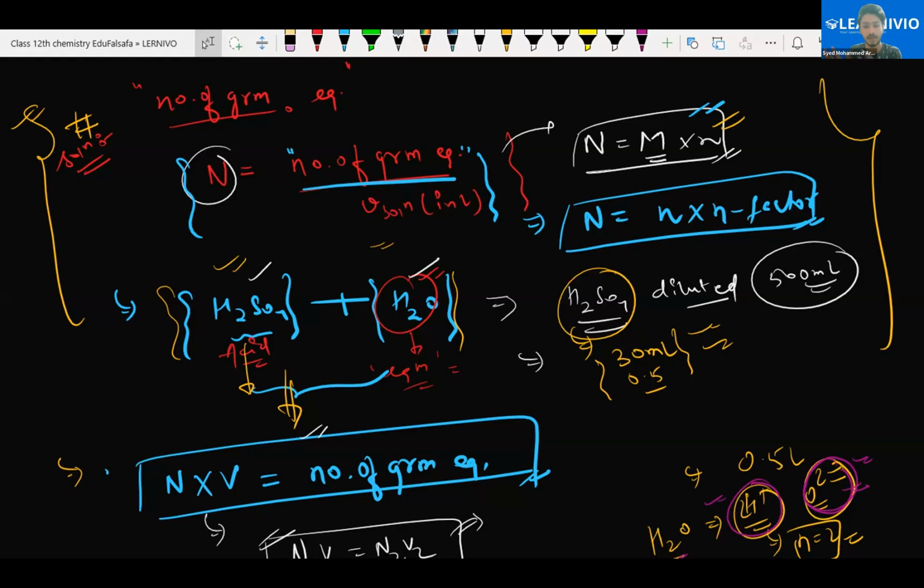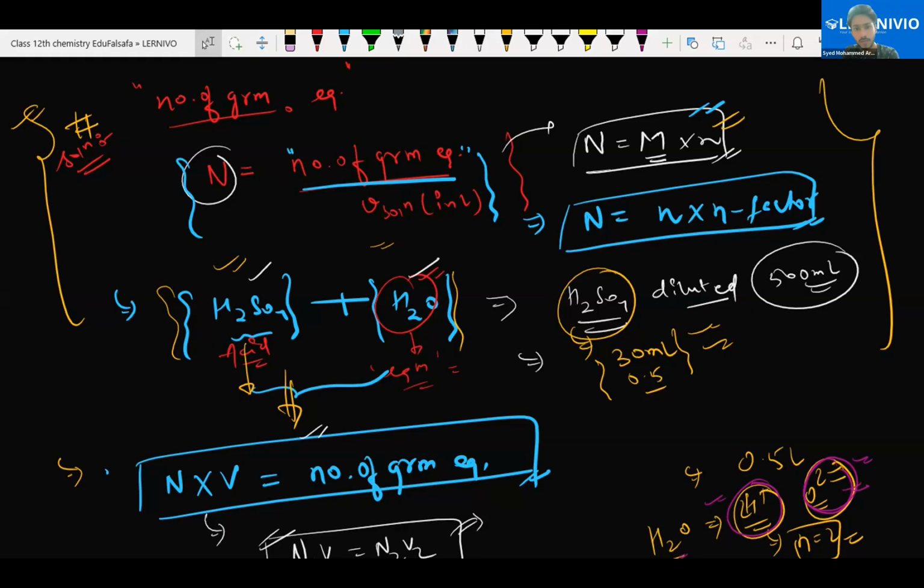The other formula, we didn't need in this question. I just want to recall these two formulas to you, so that's why I wrote them here. So what are the two formulas that I am basically using in this question? First is normality multiplied by the volume, and the other formula is normality equals molarity into n factor.